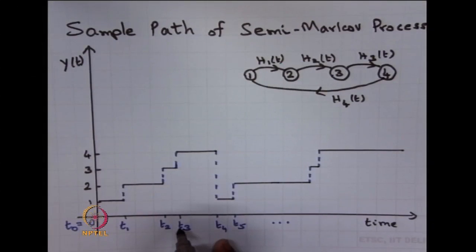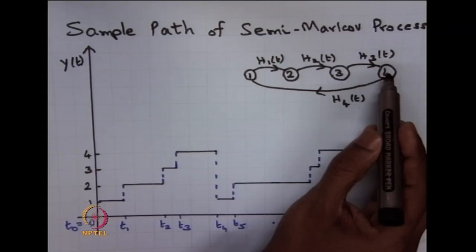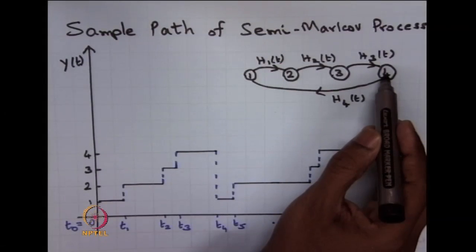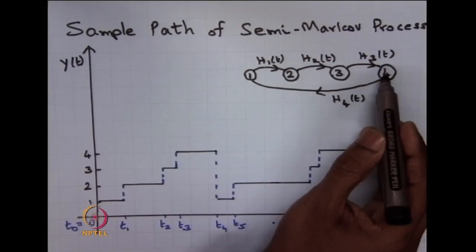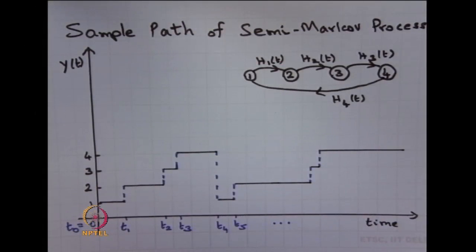The system moves to the state 4 at the time instant T3. Now the system is in the state 4, and the system was in the state 4 till the time point T4, then it moved to the state 1 and so on. And T1, T2, T3, T4 are the time instants. In those time instants, the system is moved from one state to the other states.